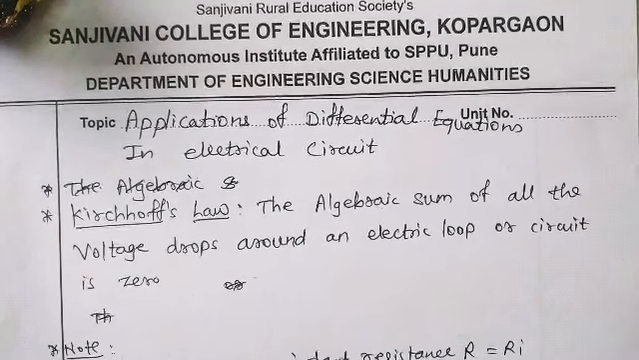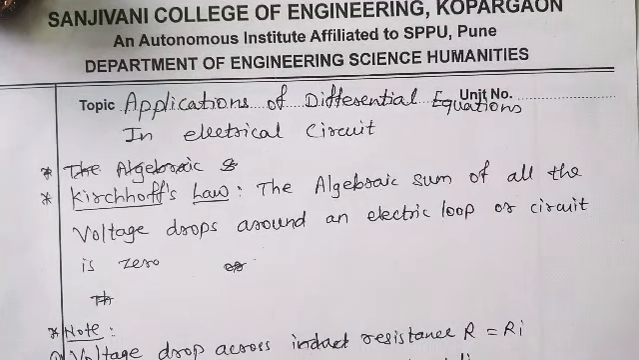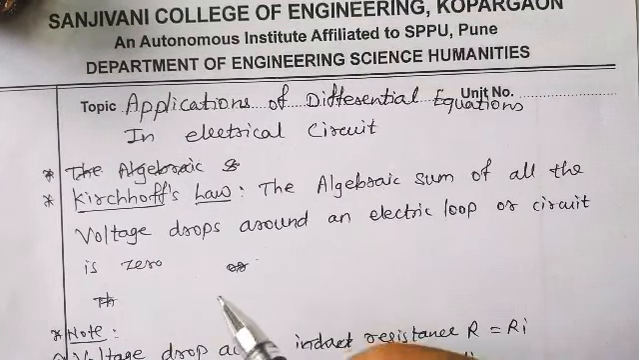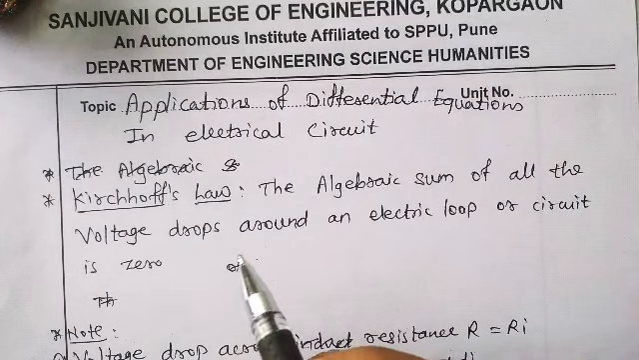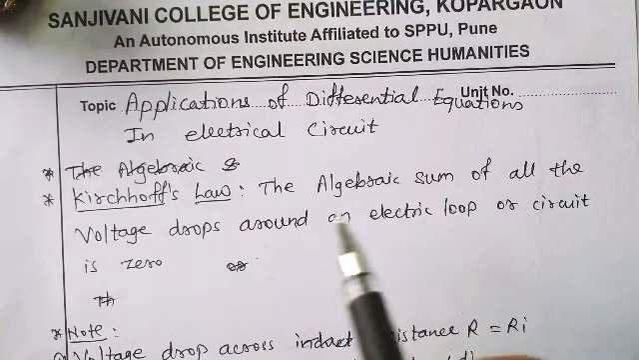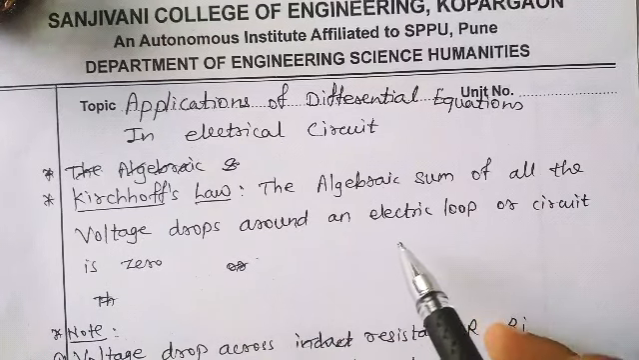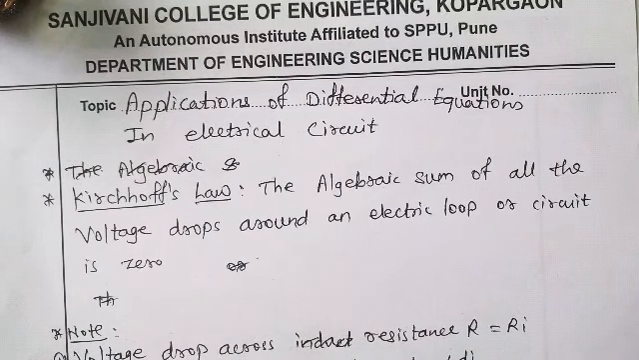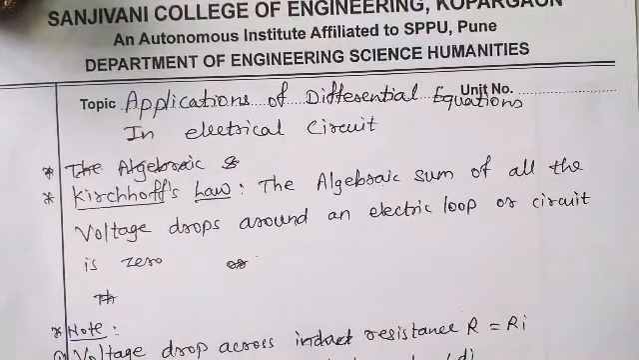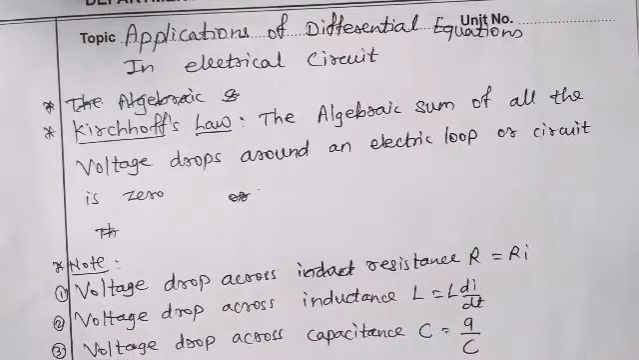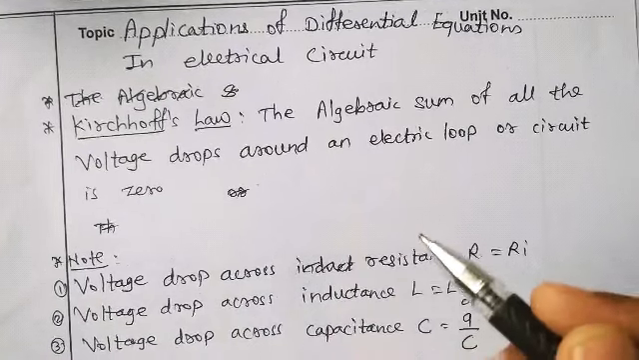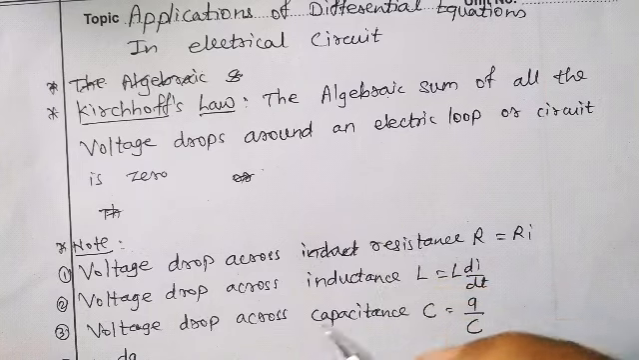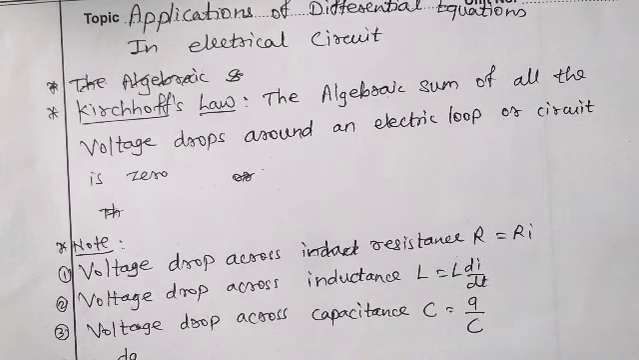So we are going to learn the applications of differential equations in electrical circuits. First of all, we learn Kirchhoff's law. The algebraic sum of all the voltage drops around an electric loop or circuit is equal to 0. In other words, the algebraic sum of voltage drops across the components is equal to the resultant EMF in a closed circuit.